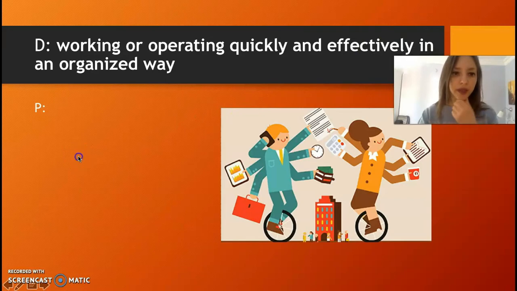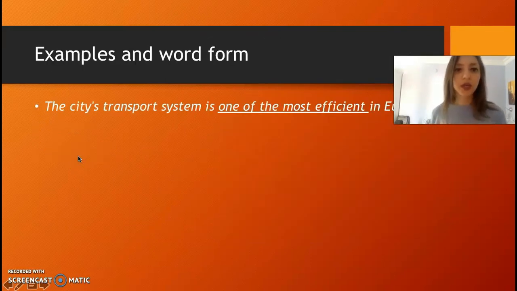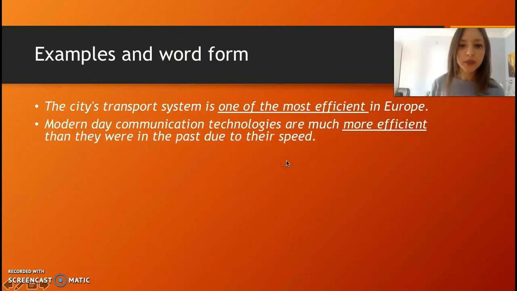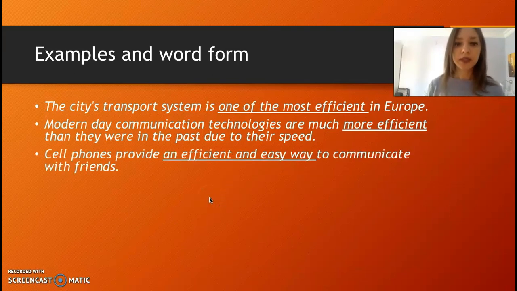And here is the spelling. Efficient. Here's an example sentence. The city's transport system is one of the most efficient in Europe. Modern-day communication technologies are much more efficient than they were in the past due to their speed. Cell phones provide an efficient and easy way to communicate with friends.